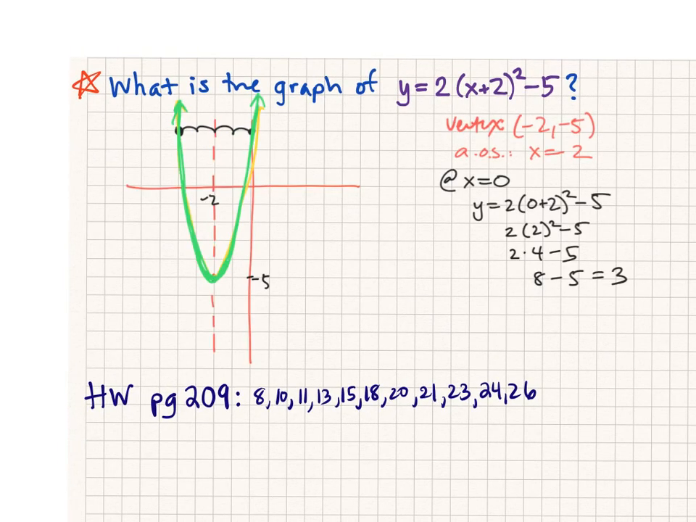Okay, so here we have this graph. It took me a couple tries to make it a U. Make sure you don't make a V, because that's absolute value, so you'll get points taken off. Make sure it's a U. So this is pretty steep. Anyway, the vertex is -2, -5. Remember, change the sign there.